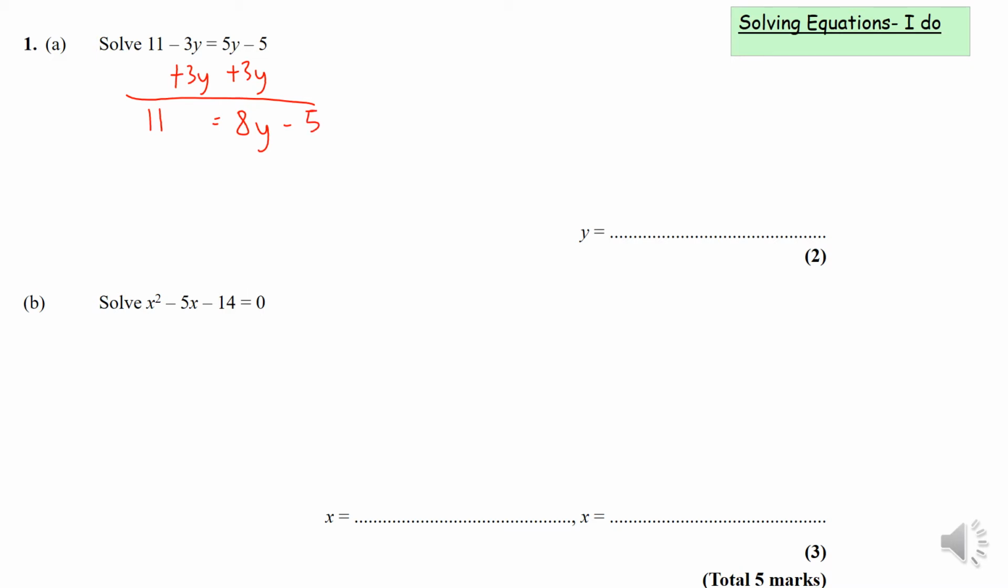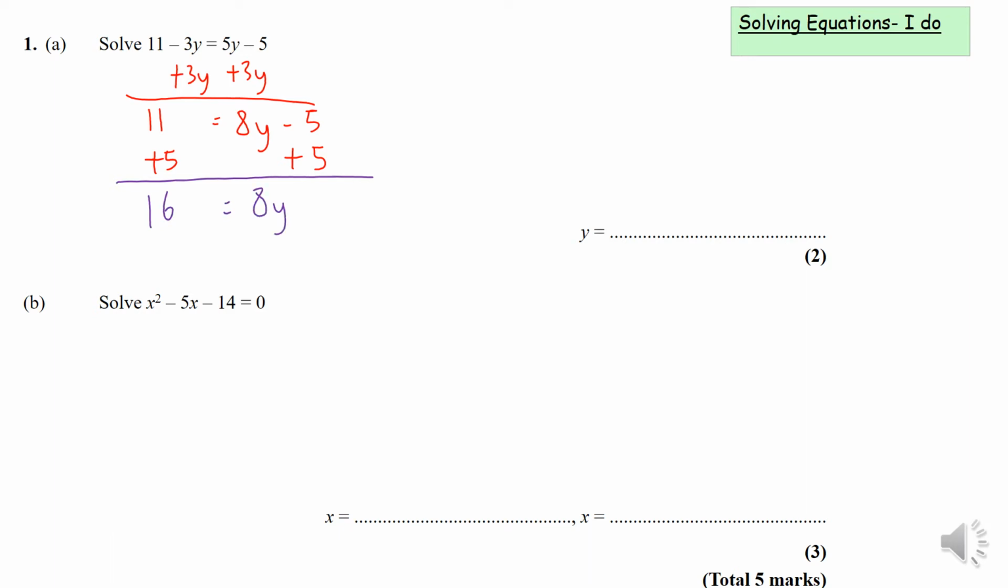5. Now we need to get the y on its own, so the next step is to get rid of that minus 5, do the inverse, add 5 to both sides. Okay, we have to keep it balanced. That leaves us with 16 is equal to 8y.